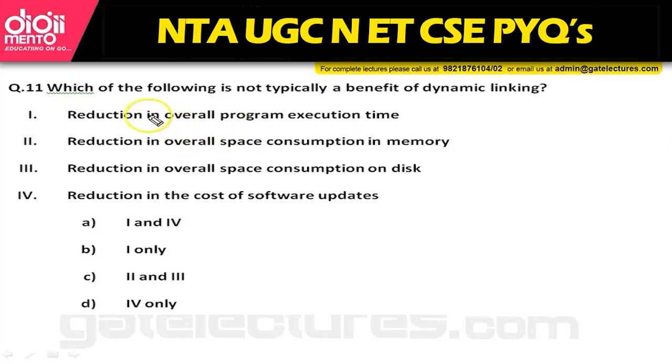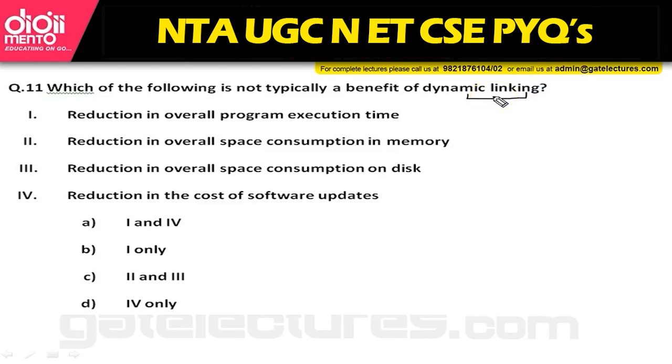So we have the next question, which says: which of the following is not typically a benefit of dynamic linking? The first option is reduction in overall program execution time, then reduction in overall space consumption in memory, reduction in overall space consumption on disk, or reduction in the cost of software updates. Okay, so what is dynamic linking? When we link our data dynamically, at the runtime, then it is known as dynamic linking. We do it dynamically during the execution time.